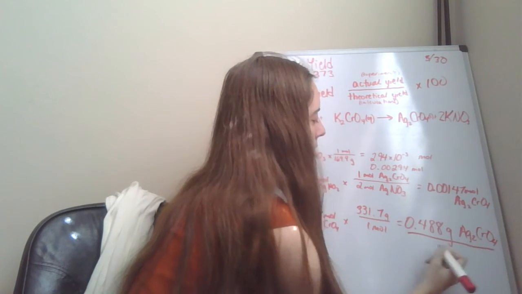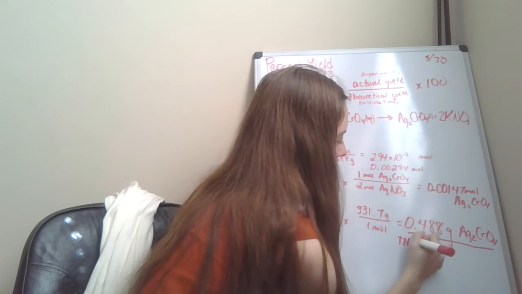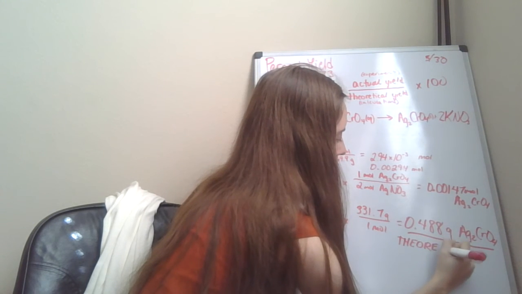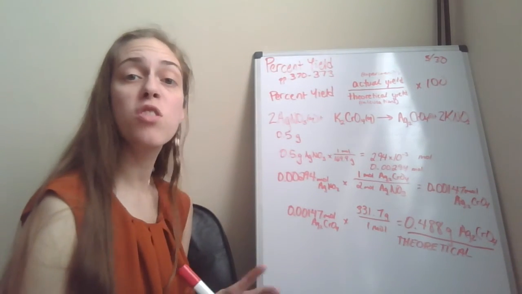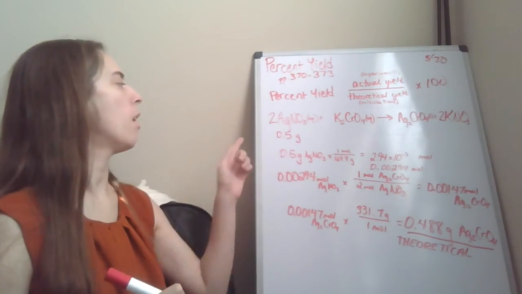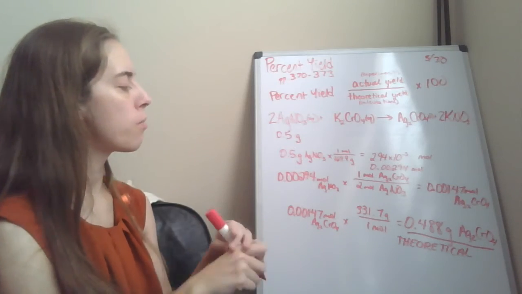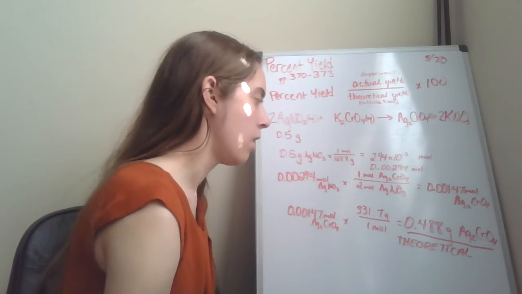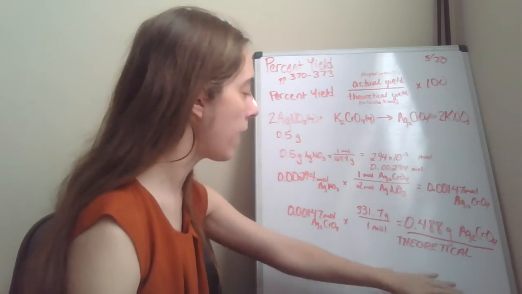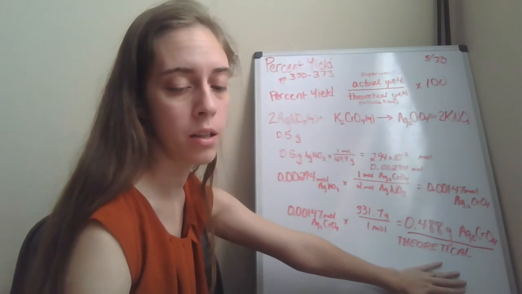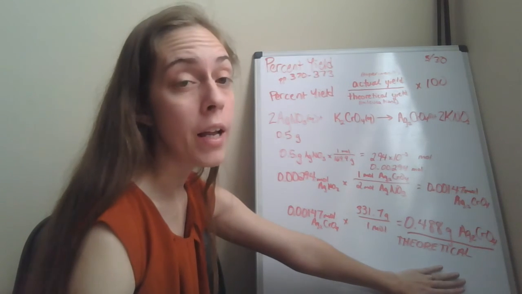So that is our theoretical yield. If we used all 0.5 grams of silver nitrate, we would end up with 0.488 grams of silver chromate. But we don't. Okay, so that's the answer to part A, the theoretical yield. We don't actually end up with that though.